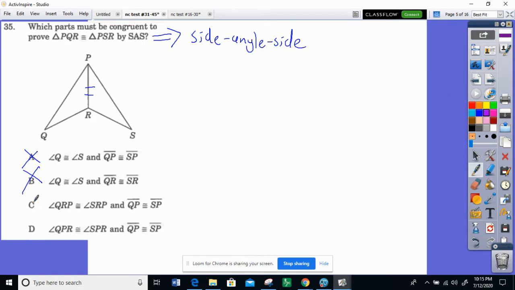Let's just assume that C is the answer, okay? Angle QRP is congruent to angle SRP, and segment QP is congruent to segment SP. Well, that would not be side angle side because the angle is not in between the two sides. That would be side side angle, which is not what we are looking for. So let's try answer choice D. Angle QPR is congruent to angle SPR, and segment QP is congruent to segment SP. Hey, that's side angle side. That's why the answer is D.